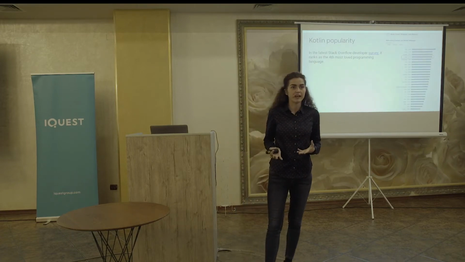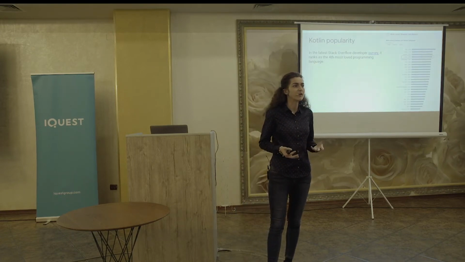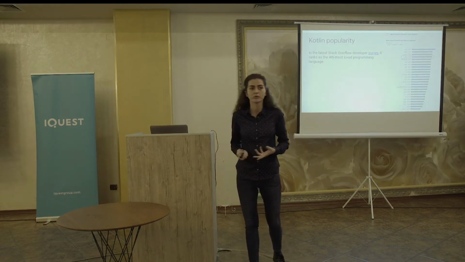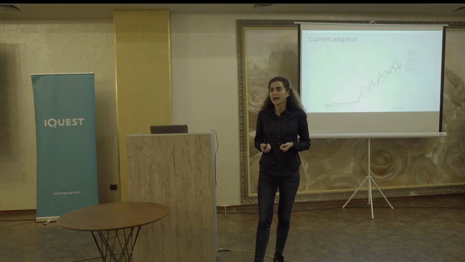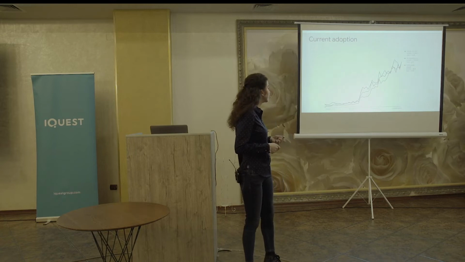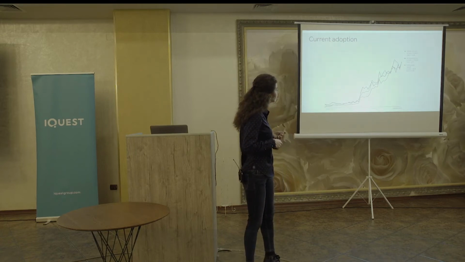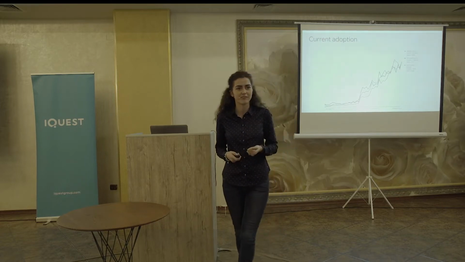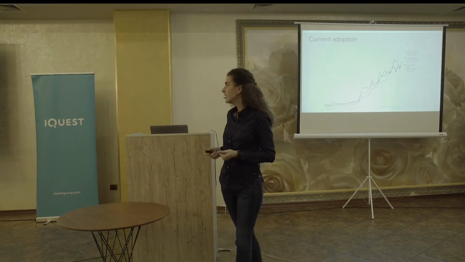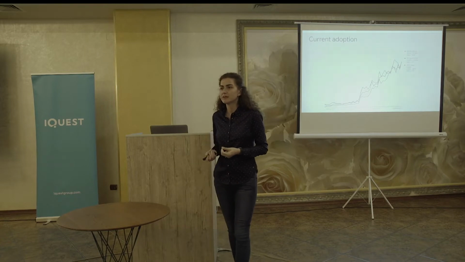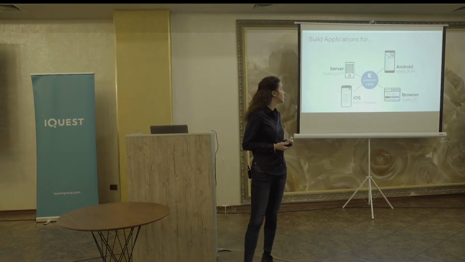Also, the popularity of this language increased in the latest years, and right now it's the 4th most loved language from Stack Overflow, according to a survey made by them. And the adoption has increased in the latest years. And here I have a question for you. What do you think happened here? Yeah, Google announced that Kotlin is a first-class citizen language in Android, so the adoption increased a lot. Right now there are about 1.5 million of developers in the world.